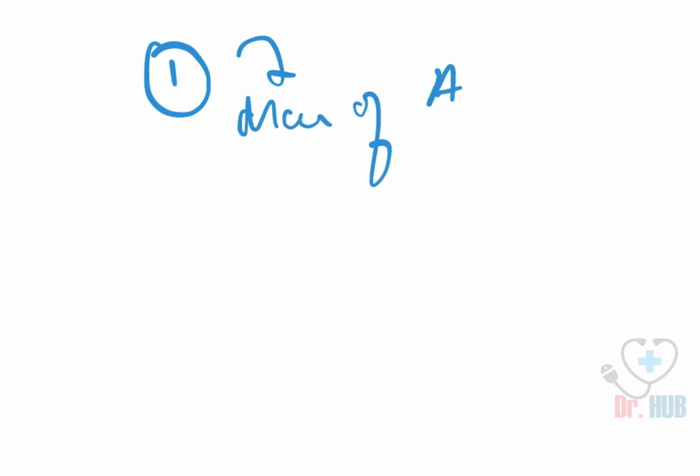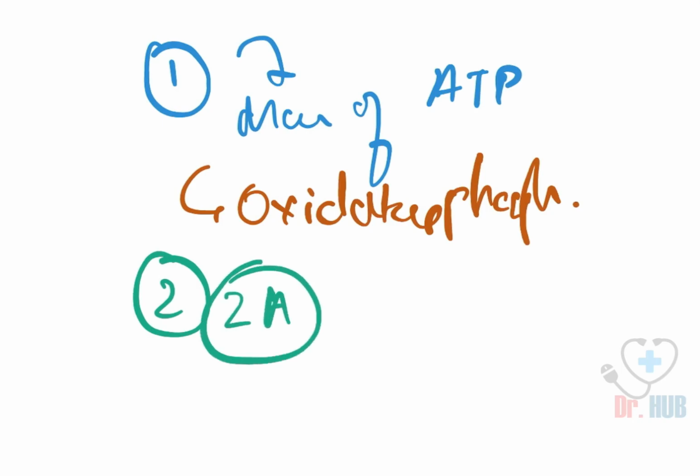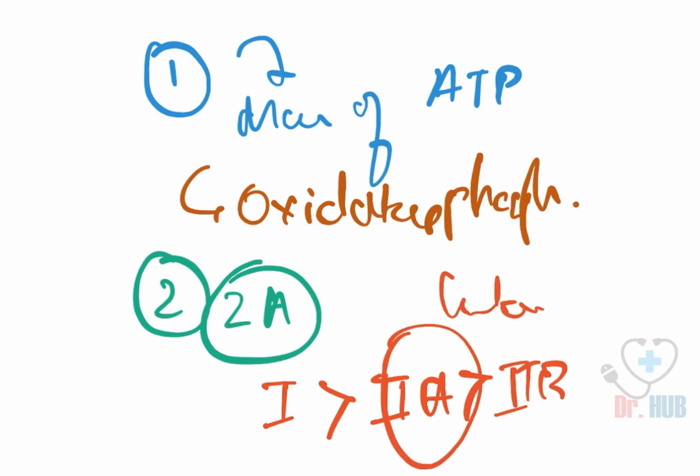Now we move on to finding the answers to the questions. The first question was, in case of type 1, what is the main source of ATP? The answer is oxidative phosphorylation. The next question was, in case of type 2A, what is the amount of mitochondria present? Type 1 has the most mitochondria, followed by type 2A, followed by type 2B. So it is intermediate.